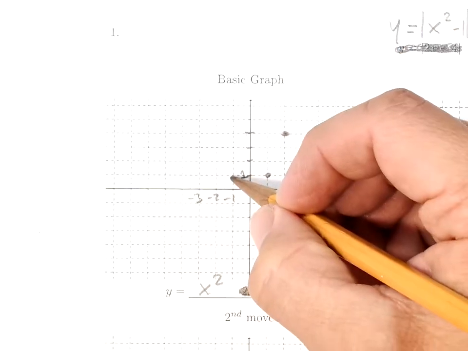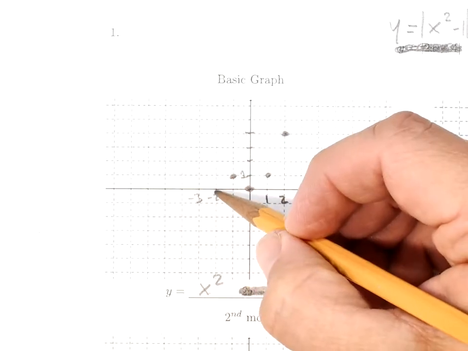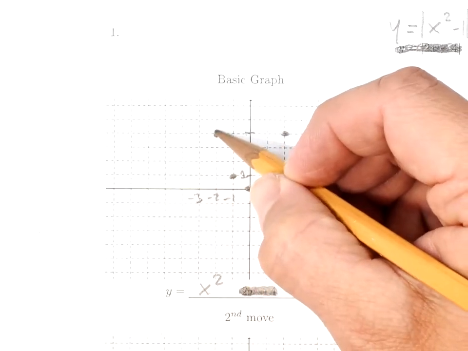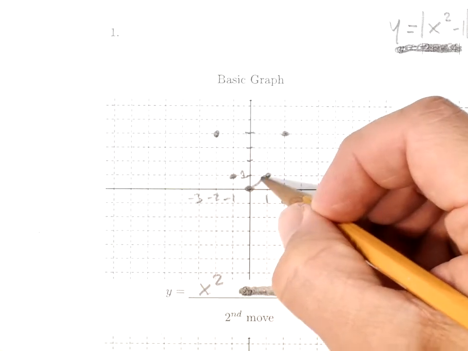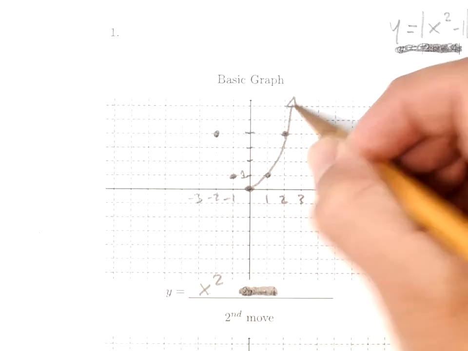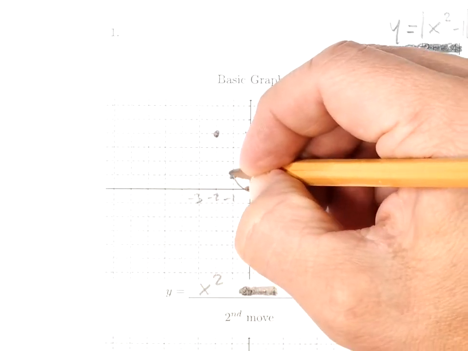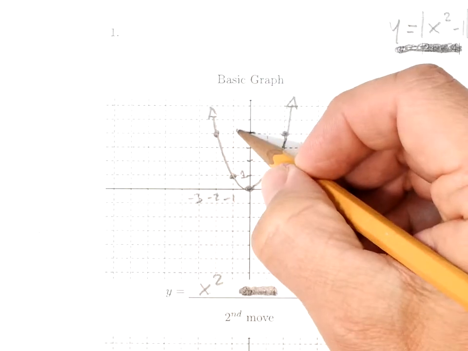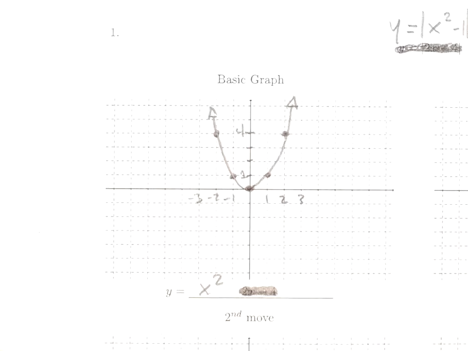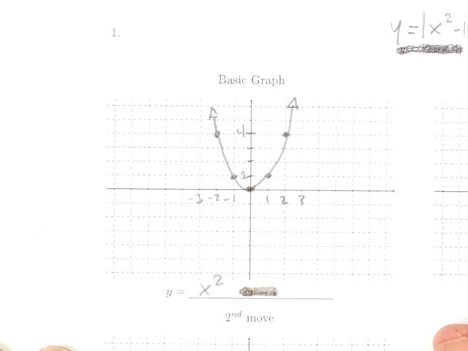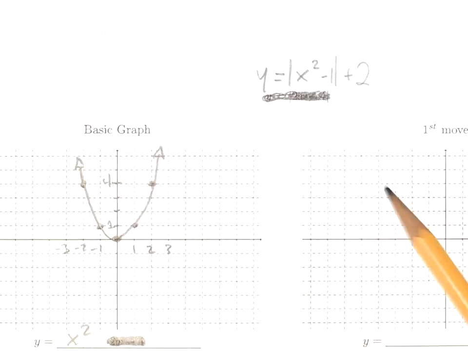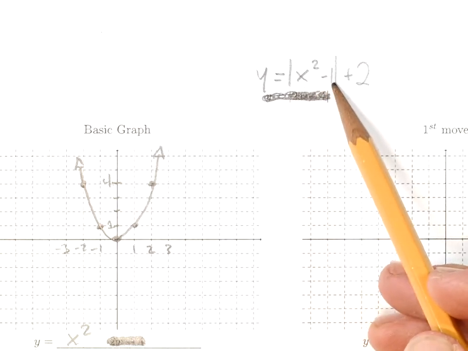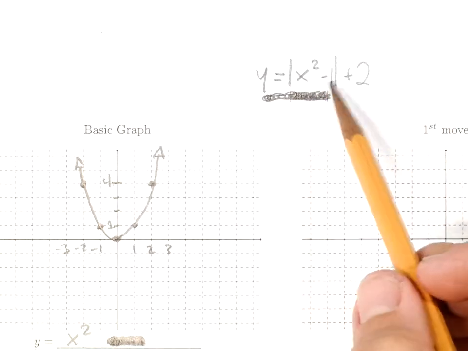So my hand-drawn graph is going to look something like this. Right? I'm just going to connect these. It doesn't have to be perfect, but it looks like a parabola. Something like that. And I'll put 4 on here too. So now I'm going to think about what my first move is. I've got x squared here. The original equation was x squared minus 1. So that I think is going to be my first move.